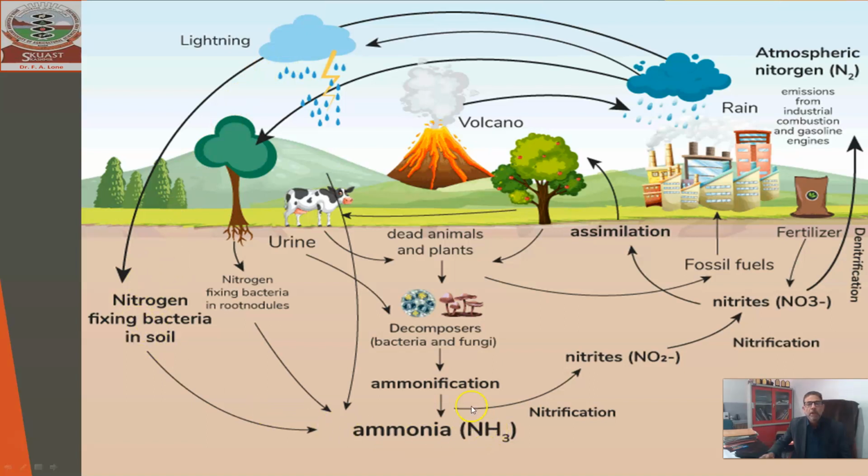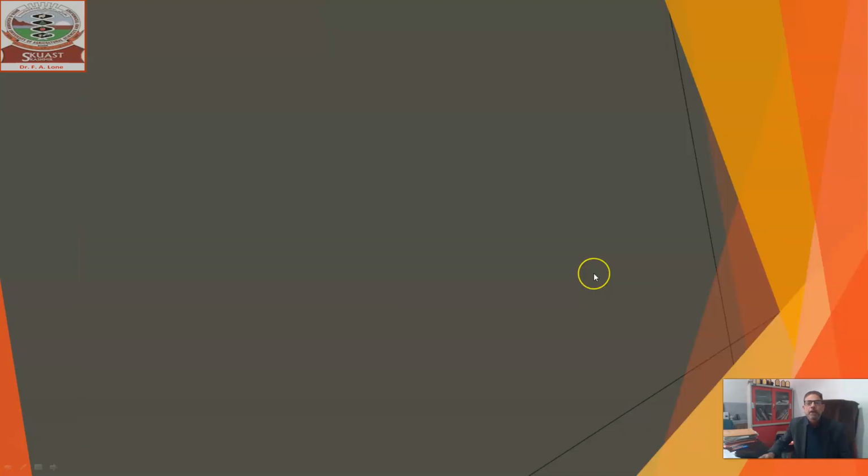Then there will be different ammonification processes, then nitrification processes, then different types of assimilation in the plants, and then different types of decomposition processes, what we call denitrification, where the nitrogen again goes into the atmosphere. So this is the diagrammatic representation of the nitrogen cycle.